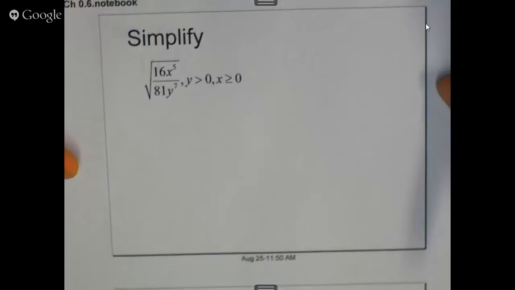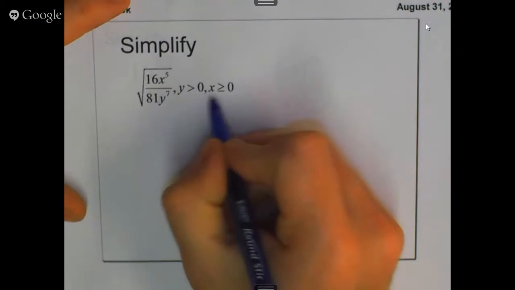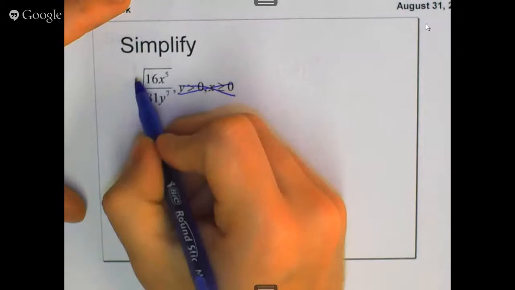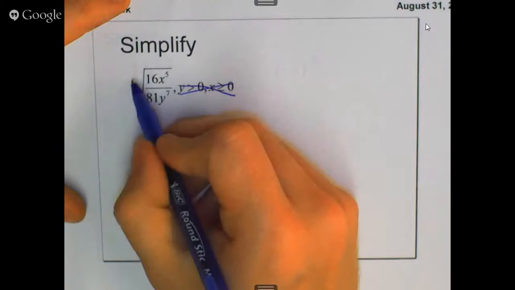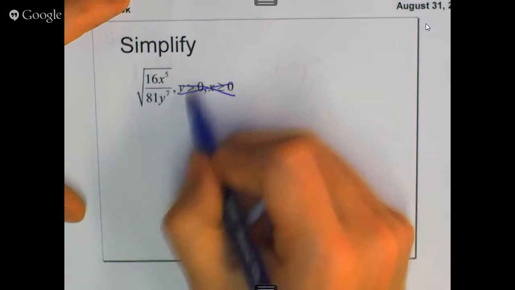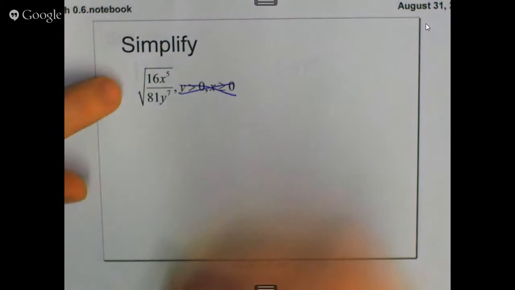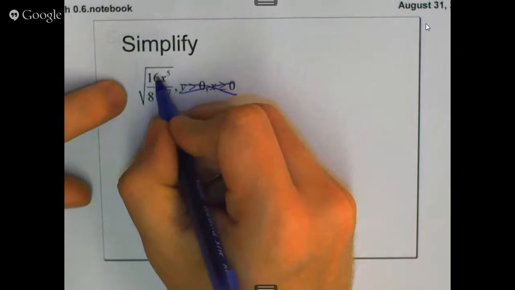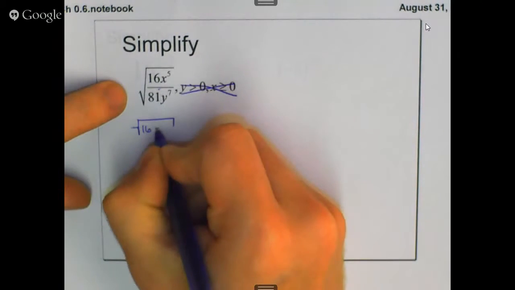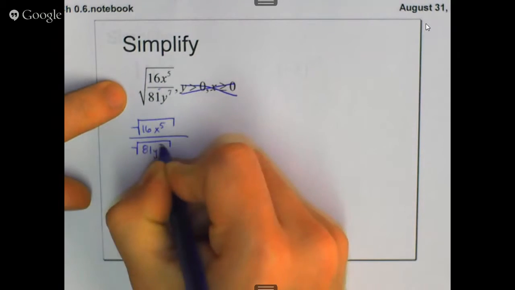So simplify. We're nice enough here to get our domain, so I don't have to worry about that anymore. Plus, I don't have to worry about whether it's even or odd, all that. If they didn't give that to me, then we would look back for it. Okay, so I've got a fraction in here, so I'll split it up top and bottom. So I'll take the square root of 16x to the 5th and the square root of 81y to the 7th.